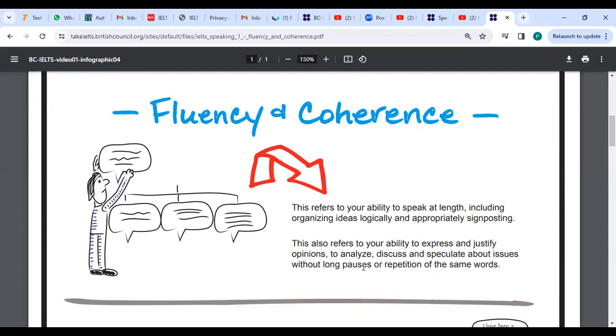Yes. Ability at length, including organizing ideas logically and appropriately, signposting. This also refers to your ability to express and justify, analyze, speculate about issues without long pauses or repetition of the same words. Thank you, Esther.